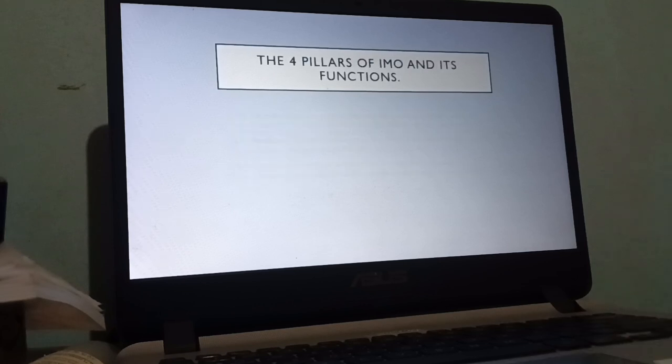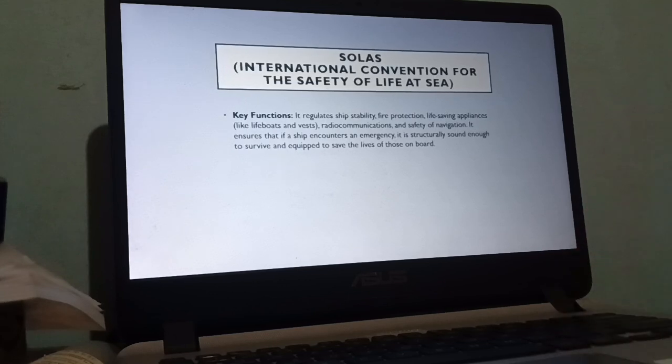Now we will discuss the four pillars of IMO and their functions. So first is the SOLAS, International Convention for the Safety of Life at Sea. The key function is to regulate ship stability, fire protection, life-saving appliances like boats and vests, radio communication, and safety of navigation. It also ensures that if a ship encounters an emergency, it is structurally sound enough to survive and equipped to save the lives of those on board.